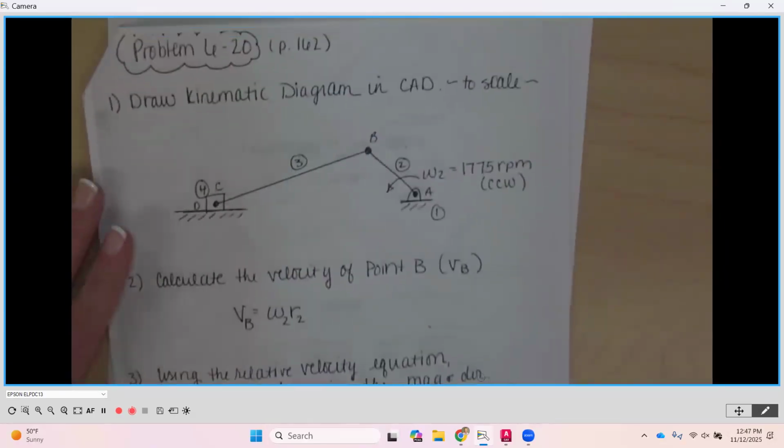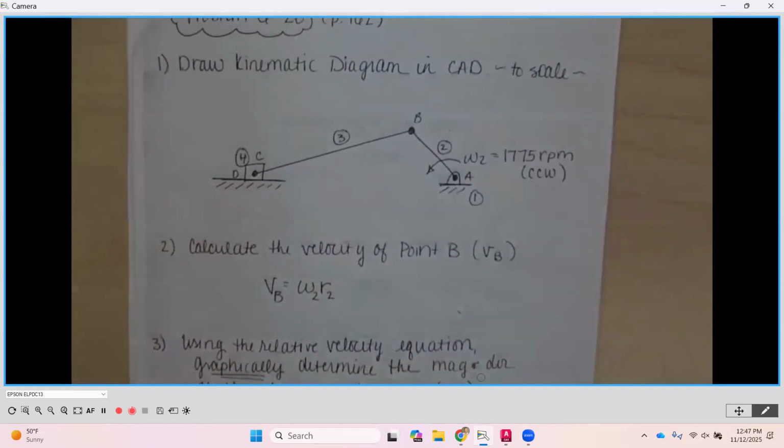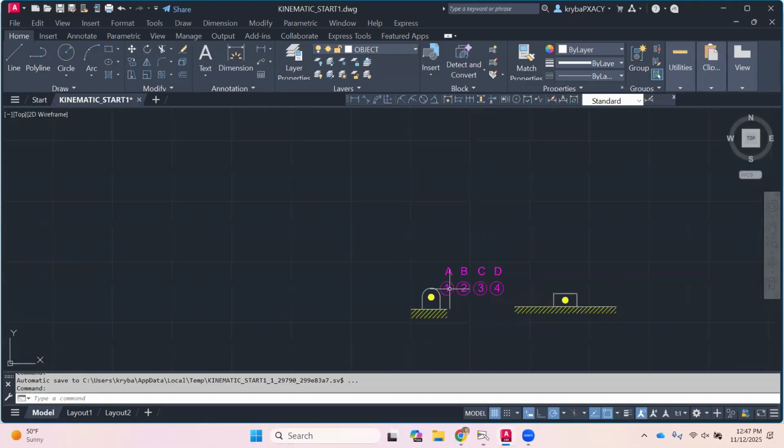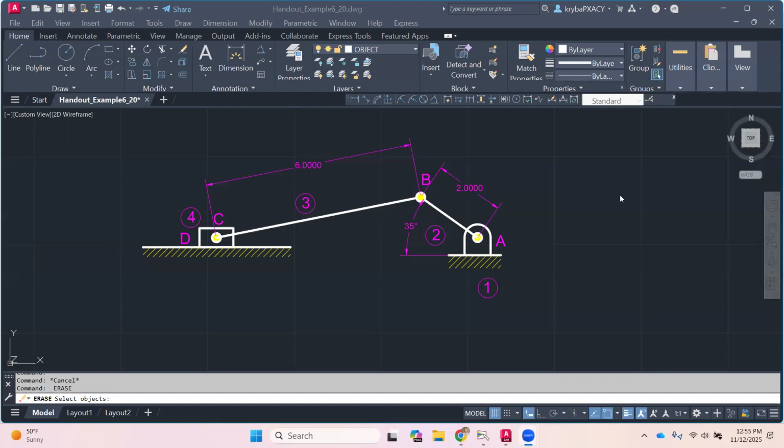So for this problem, the first place we're going to start is to draw the kinematic diagram. So we're going to go over to AutoCAD, and I already opened up my kinematic diagram here. For this problem, the units are English. So if you want to open up your kinematic start file, go ahead. And what you're going to do is draw the kinematic diagram. I'm going to give you a couple minutes to do that. I'm going to pause our recording and then I'll be back once we have everything in place. So I added just a couple dimensions here just to double check the geometry.